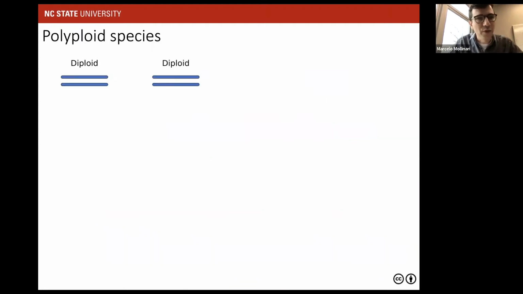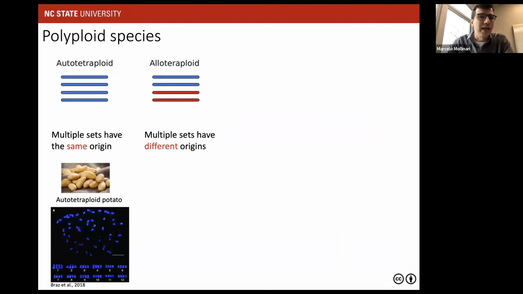So just an overview of polyploid species. Here we have our diploid species, right? Just 2 copies of the genome. But we can have 2 types of polyploid species, actually more than 2, but let's stay with just 2 types. Here we have an autotetraploid, or an autopolyploid, when you have multiple sets from the same origin, right? And here's an example, potato, we have 4 sets in a tetraploid. And here we have a FISH slide for this potato.